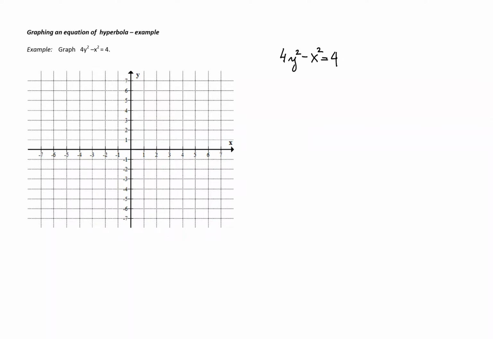In this example, we will graph the equation 4y squared minus x squared is equal 4. We'll start with writing this equation in a standard form. What we want is 1 on the right-hand side, and therefore we'll divide every single term by the number on the right-hand side, which is 4, and in this way we obtain the equation y squared over 1 minus x squared over 4 is equal 1.